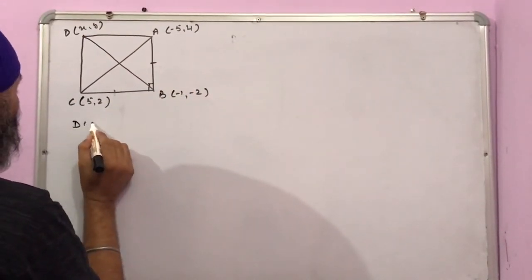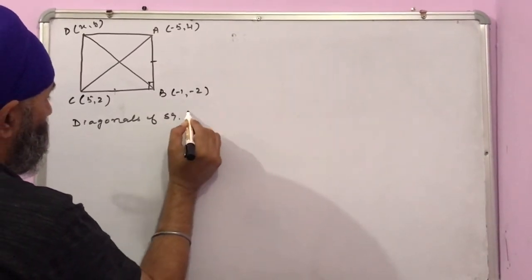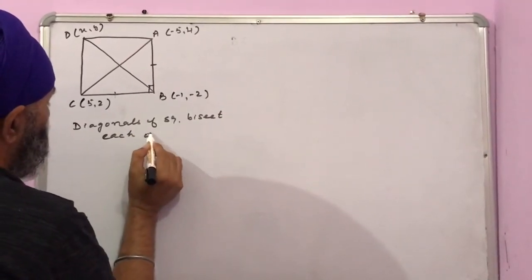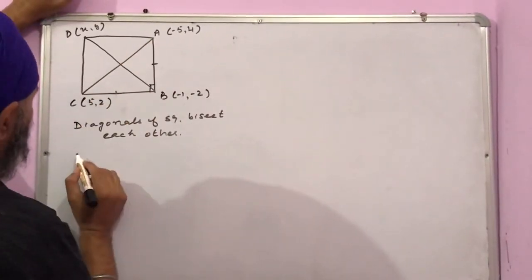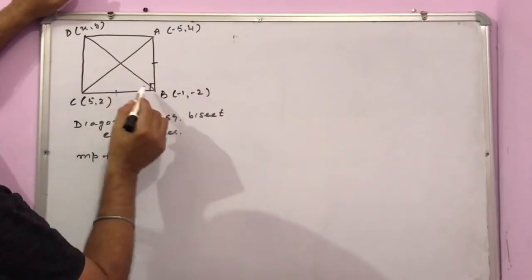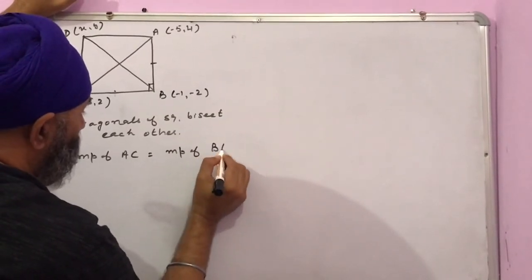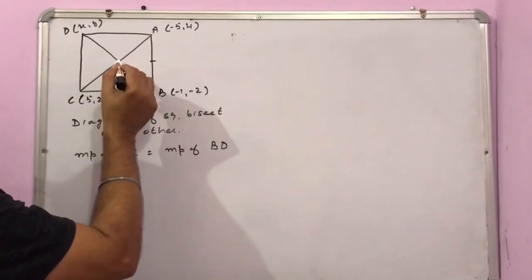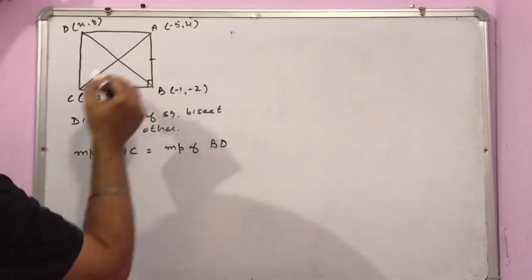Diagonals of a square bisect each other. So the midpoint of AC I find. Midpoint of AC will be equal to midpoint of BD. They will be the same because diagonals bisect each other. It means the midpoint of AC and midpoint of BD are the same. They are equal. So what is the midpoint of AC?